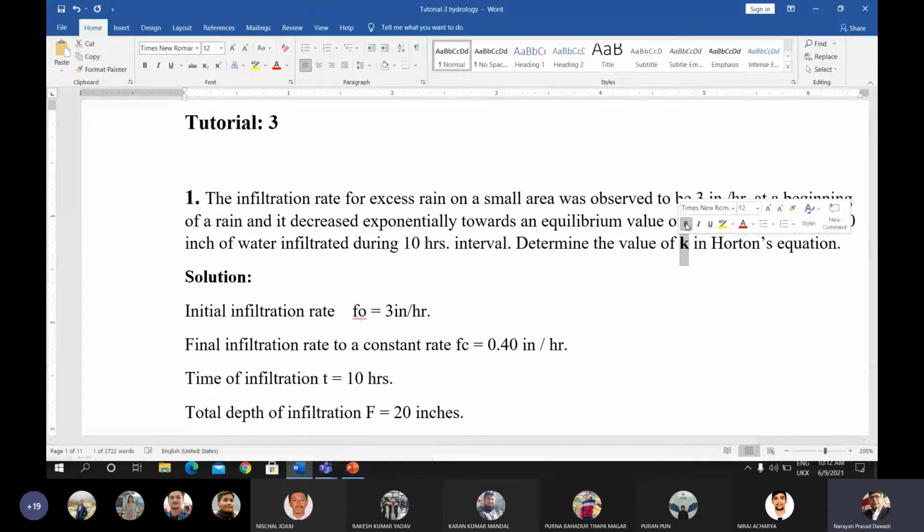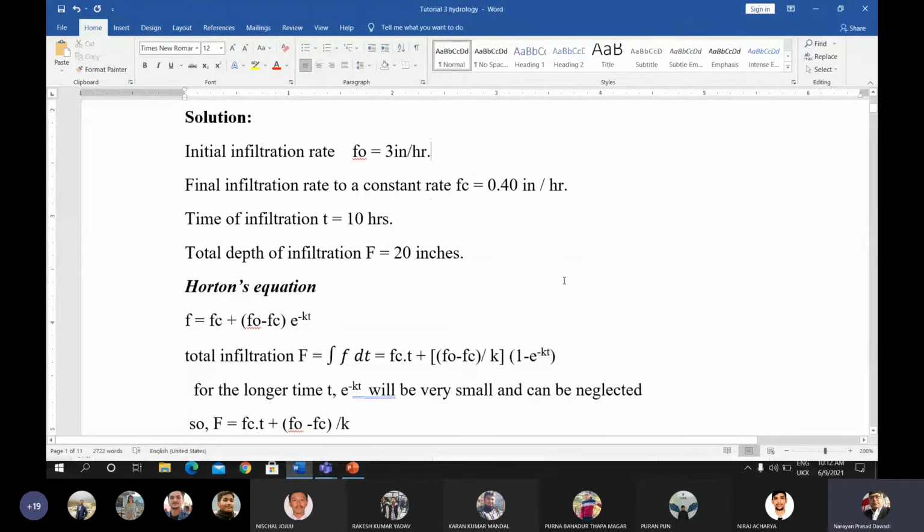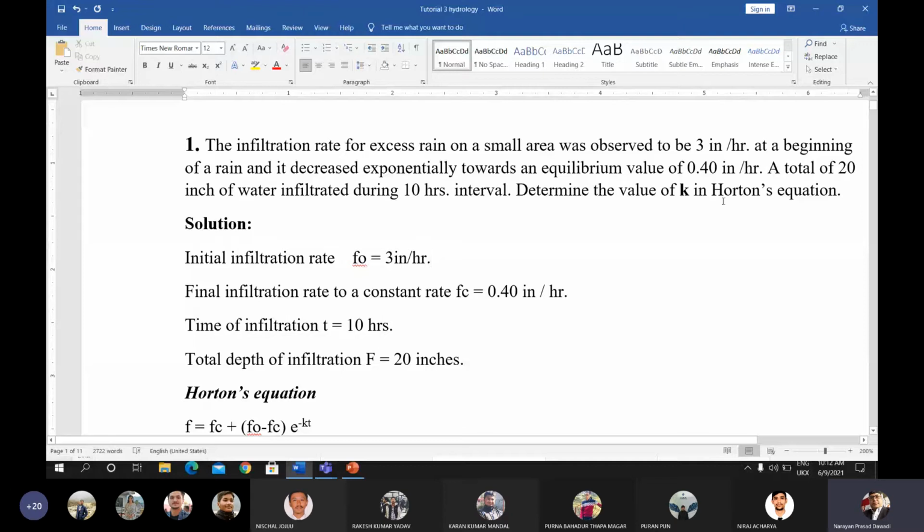In Horton's equation, we use an equation of this type: f = fc + (f0 - fc) e^(-kt). This is Horton's equation, and k is here, in e power minus kt. The k is a constant that depends on the nature of the infiltration rate of the soil. This k is called Horton's constant, and the value of k has to be determined with the given variables and data.